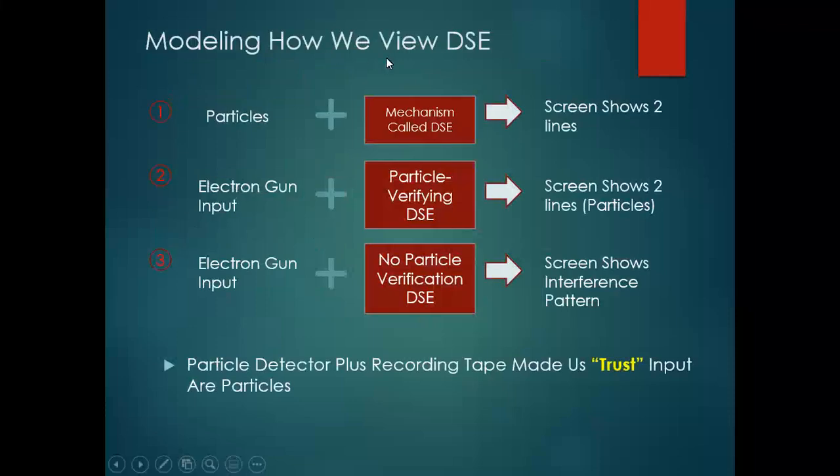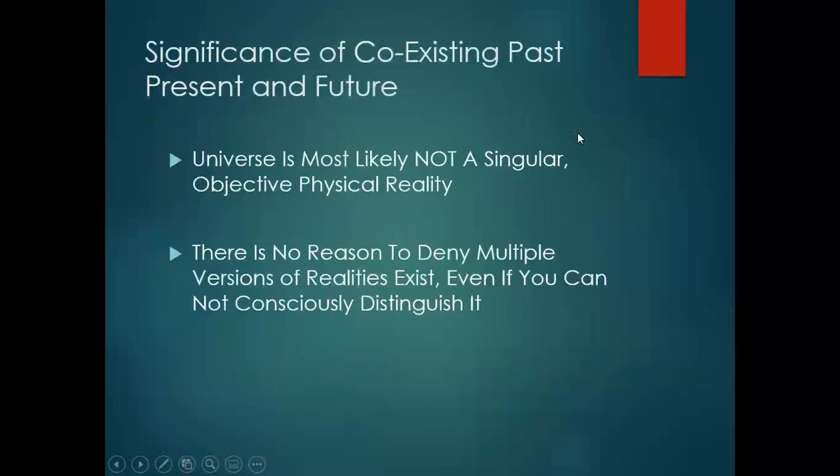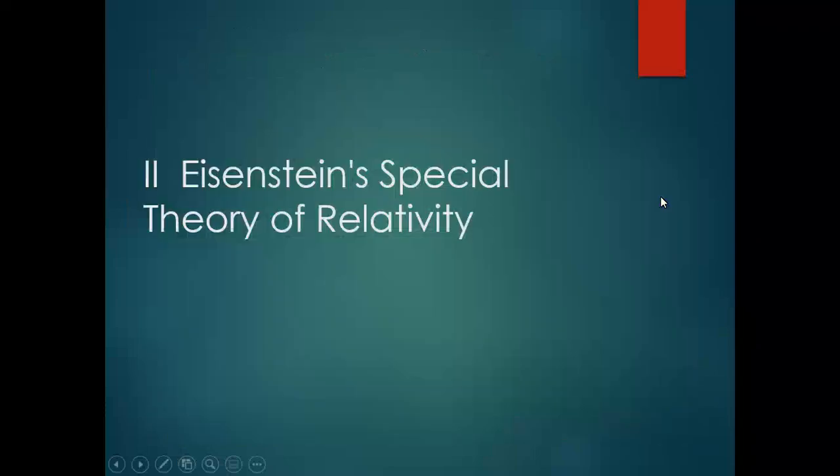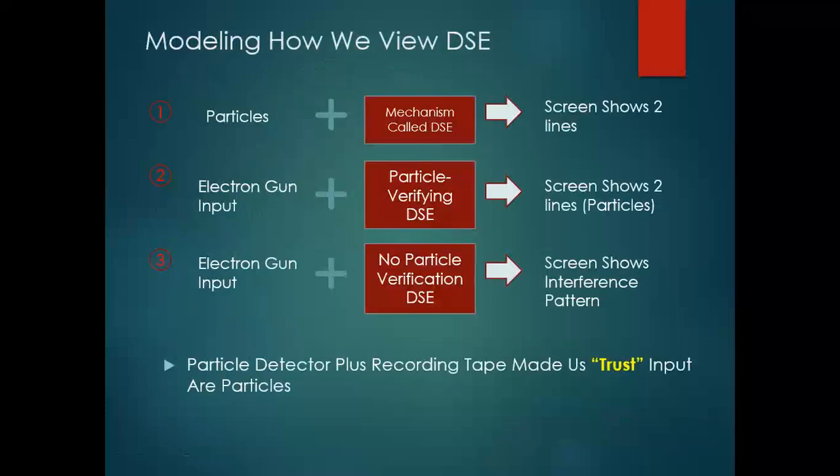So to describe that same double slit experiment, we can describe the experiment in this way. The particles go through a mechanism called double slit experiment, and the screen shows two lines. So that's what we have here. Particles go through two screens. We know it's particles because my detector here said it's particles, so they have two lines. That's how I describe the system.